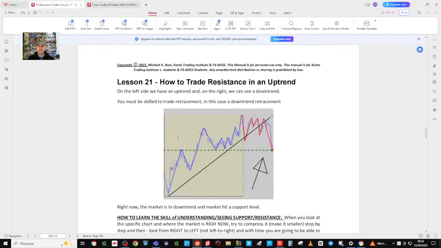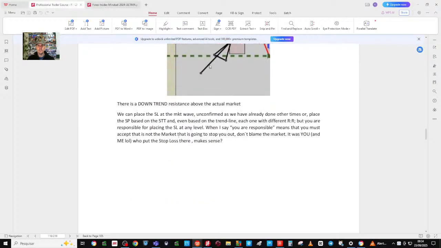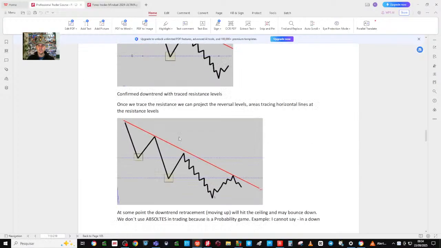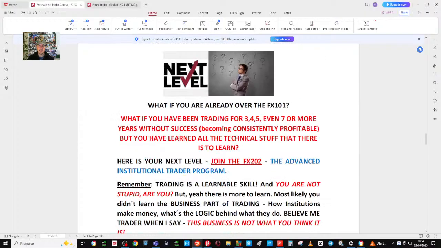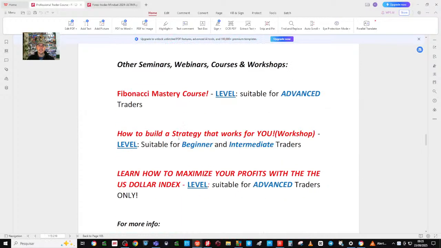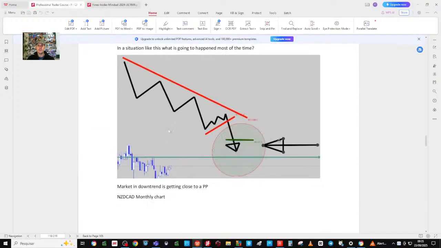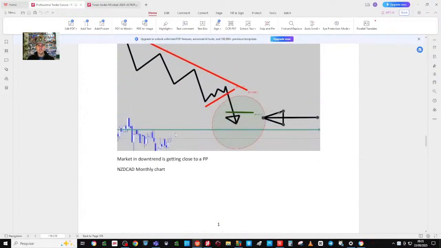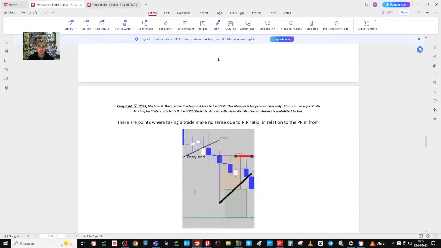How to trade resistance in an uptrend, we talked about this already. Checking the market, and resistance in a downtrend. Next level. All right, how to trade pivot points in an uptrend today. I believe we don't have it, but we're going to use this concept: down pivot point, the market is going to hit the floor in reverse.